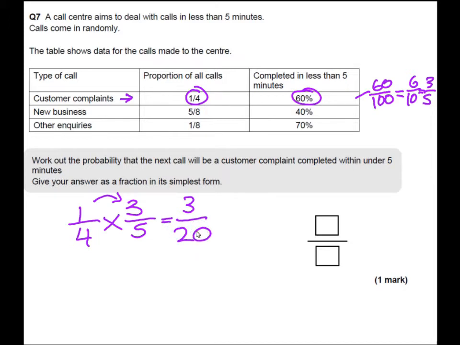Now, you've got a fraction as your answer. Can you simplify it? Well, no, because we know 3 is a prime number, and 3 doesn't divide into 20. I don't have to try and simplify this anymore. So your answer for 1 mark is 3 over 20.